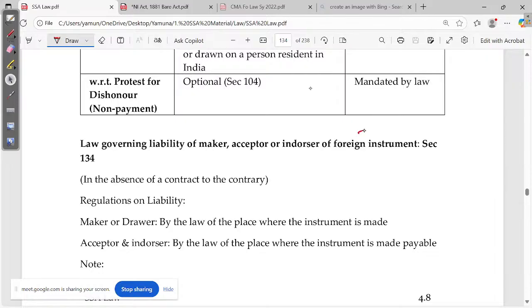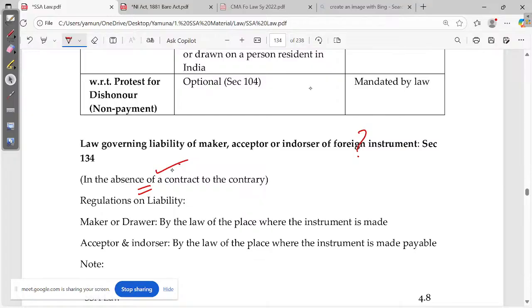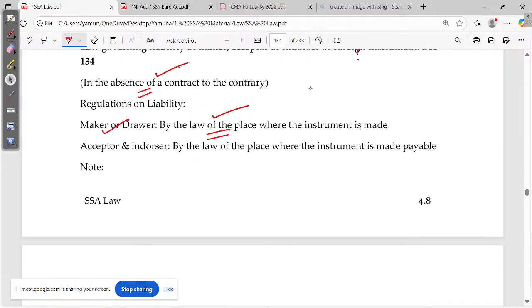But if it happens to be a foreign instrument, then in the absence of a contrary contract, if our law is one way and their law is another, most of the time we follow the law they specify. With respect to the maker or drawer, we have to follow the law of the place where he is. For the acceptor and endorser, we follow the place where the instrument is made payable.